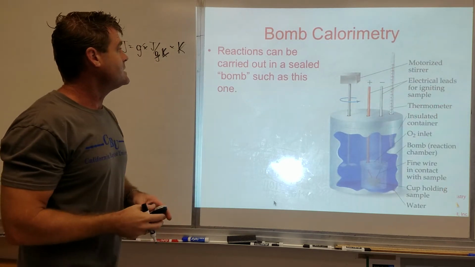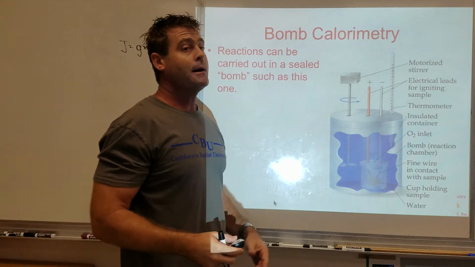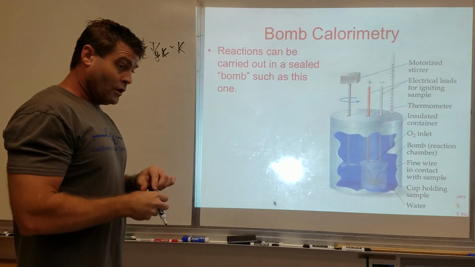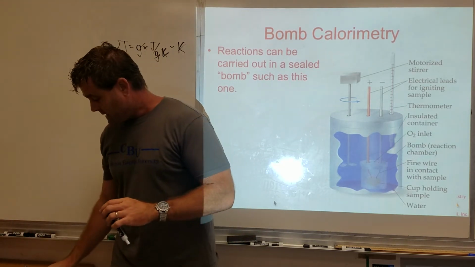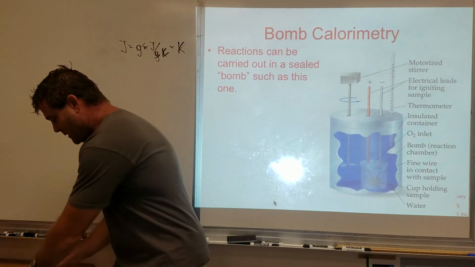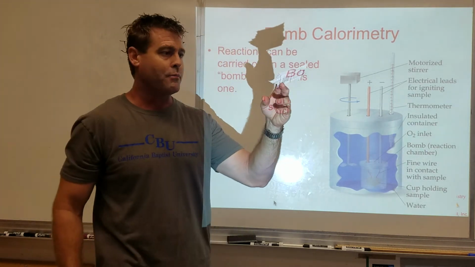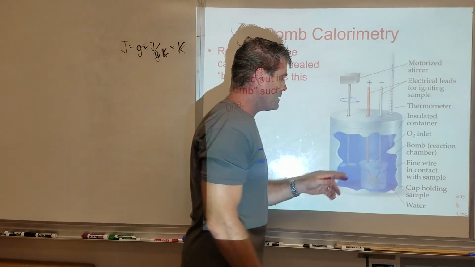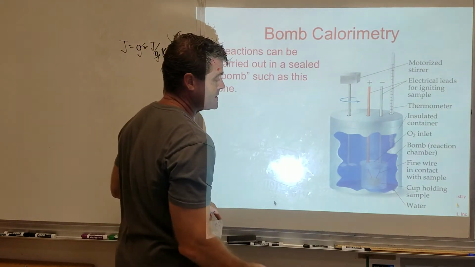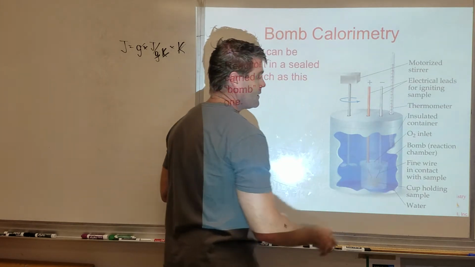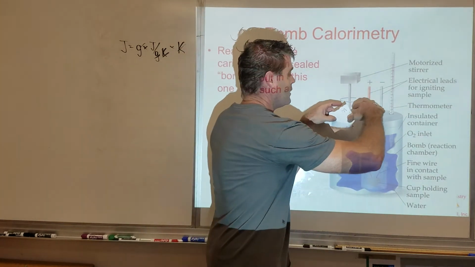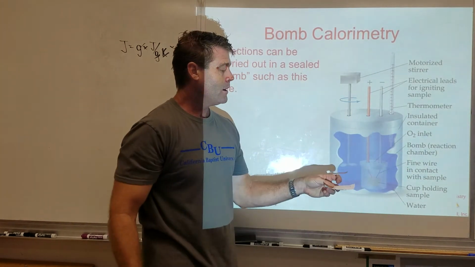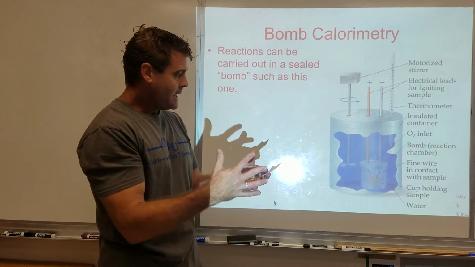So here's the situation. We often use what's called a bomb calorimeter. The whole idea is, if I wanted to see how much heat was given off by the burning of paper, I could put it in a calorimeter. You can see how a calorimeter is designed. It's got a container on the inside, and then a larger container on the outside, and it's got water here. Well, imagine if I put the paper in there and I burned it.